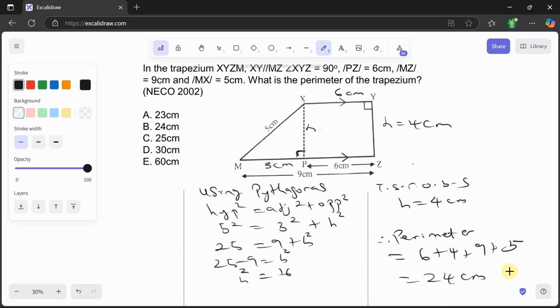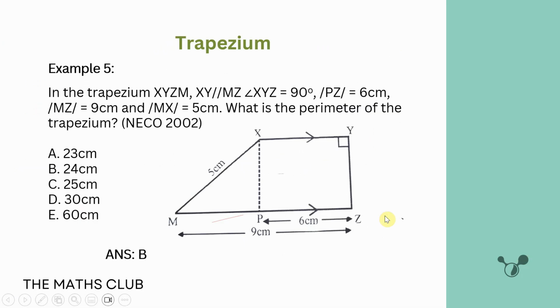I want you to pause the video and try to find the area of this trapezium. Welcome back. If you did that correctly, you should have gotten 30 centimeters squared. So that's basically it about trapezium, but let's see if our answer is correct first. Great, 24 centimeters. That's basically about trapeziums.